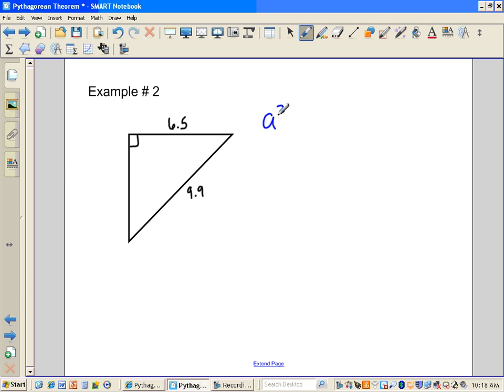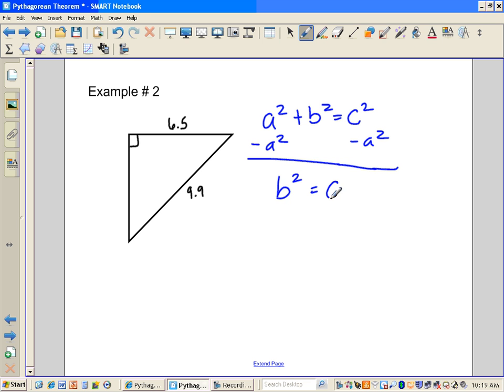So if we start again, a squared plus b squared is equal to c squared. I have a leg and the hypotenuse. So what I want to do is subtract a squared from both sides. I'm just setting up a formula here so that to find a leg, I take the hypotenuse squared and subtract one of the legs squared. It doesn't matter which is a or b. So in this case, when I'm missing a leg, I'm going to subtract.